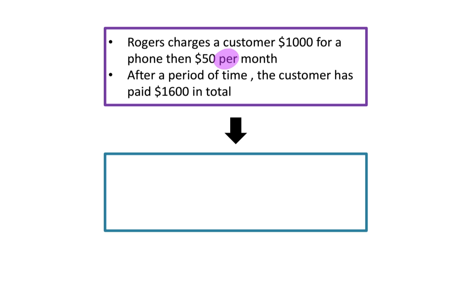Per can be represented with multiplication, while month can be represented with a variable. I'm going to use the variable of m since month begins with the letter m. And last, total can be represented with addition. Let's put all of this together.